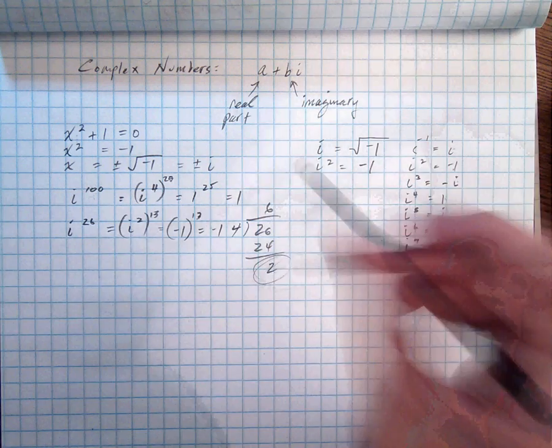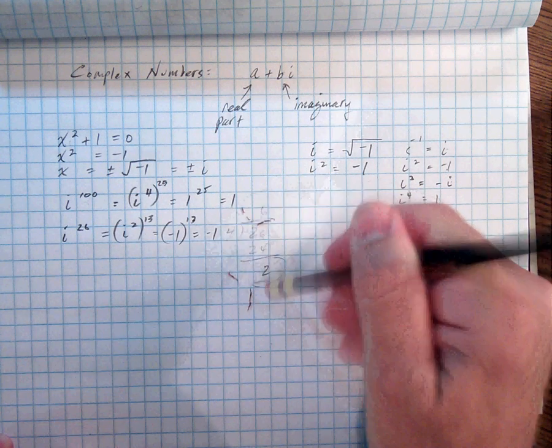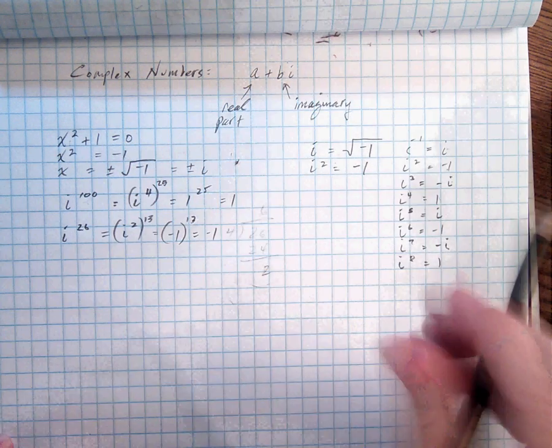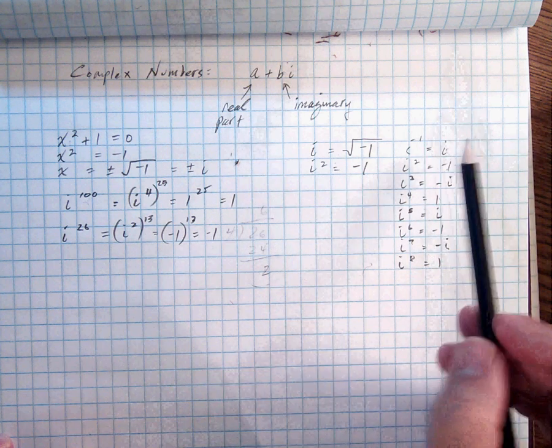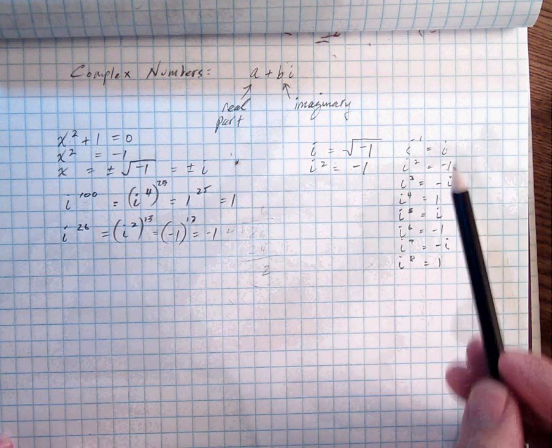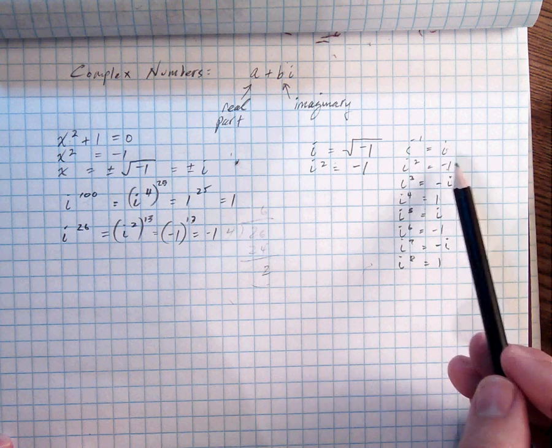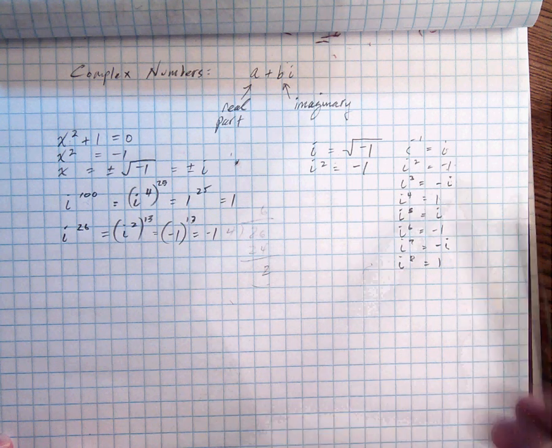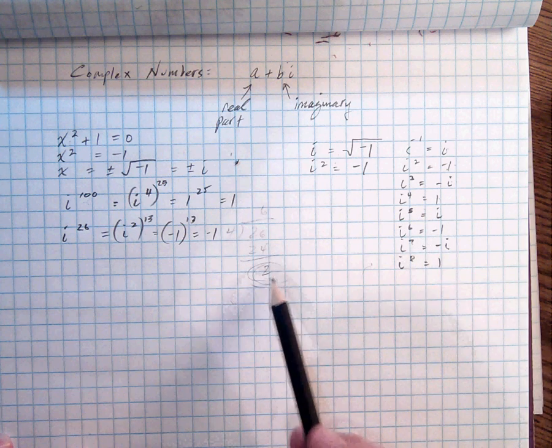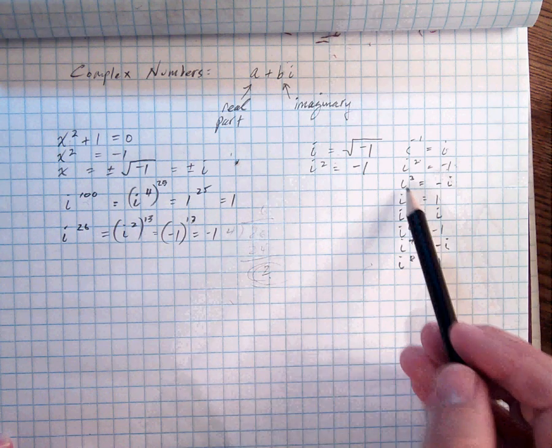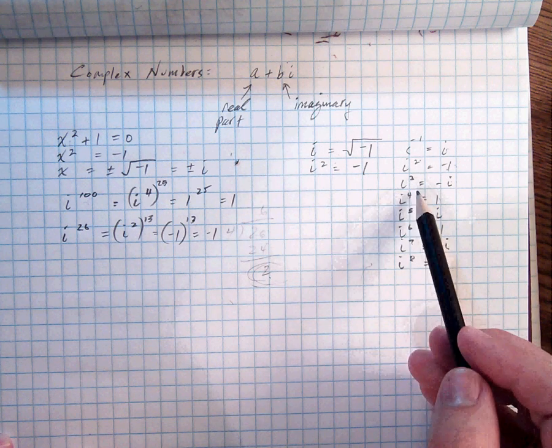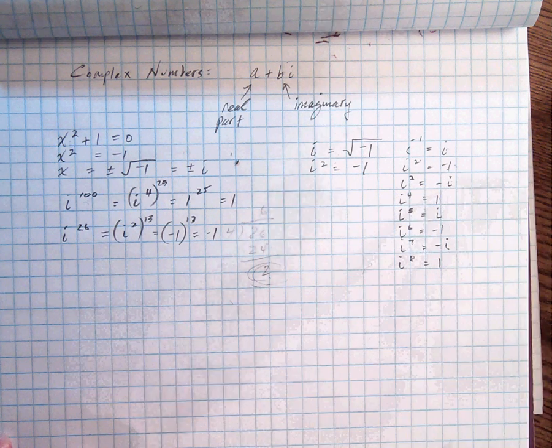But it's easier just to remember that this pattern always holds, and when you raise I to any large exponent, it's going to be either I, negative 1, negative I, or 1. And all you have to do is look at the remainder. The remainder was 2, so it's the same as I squared, which is negative 1. If the remainder is 3, then it's the same as I cubed, so it'll be negative I.